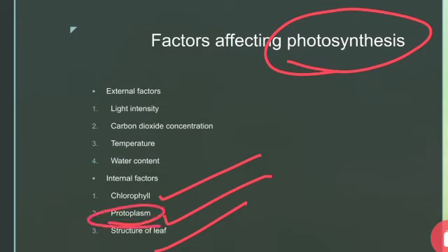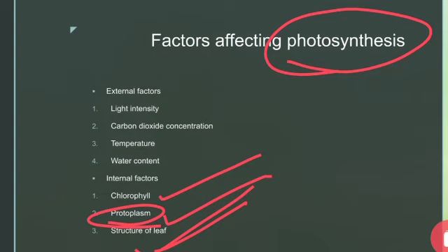Protoplasm, if it is dehydrated, meaning there is loss of water, then it affects the process of photosynthesis. And the next is the structure of the leaf. The structure of the leaf depends upon the thickness of the cuticle, the distribution of stomata, and the size of the leaf, and that influences the process of photosynthesis.